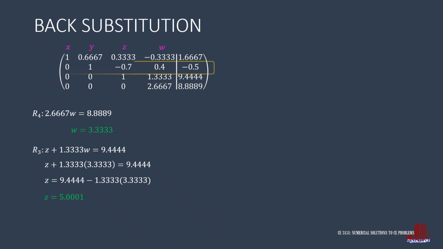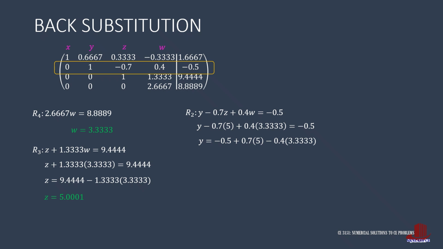From the second row, the equation generated is Y less 0.7 of Z plus 0.4 of W as equated to negative 0.5. Plug values of W and Z as 3 and 1/3 and 5. Then transpose the other terms with the constant to have Y as negative 0.5 plus 0.7 of 5 less 0.4 of 3 and a third. Y is then simplified as 1 and 2/3.